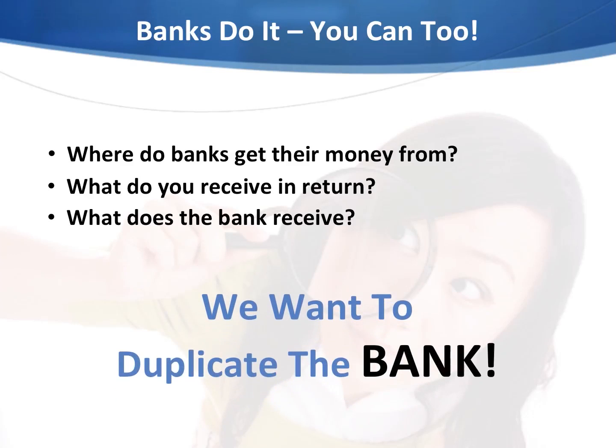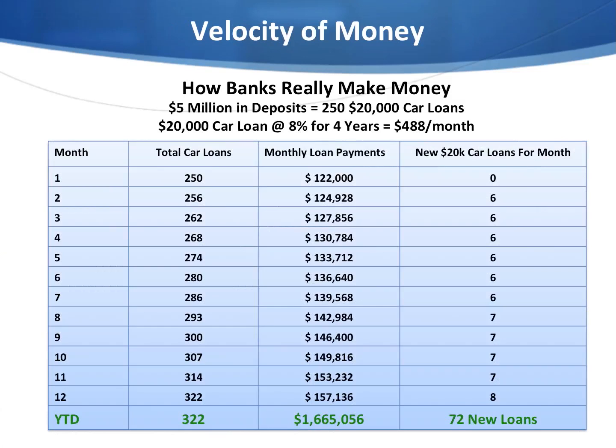We want to duplicate the bank. Let's examine how the velocity of money, or money being recycled, benefits the bank. As you can see in this slide, we're illustrating 250 car loans being made from an initial capital sum of $5 million. As the monthly payments come in, the bank is able to use that money to make more car loans, an additional 6 after the first month.